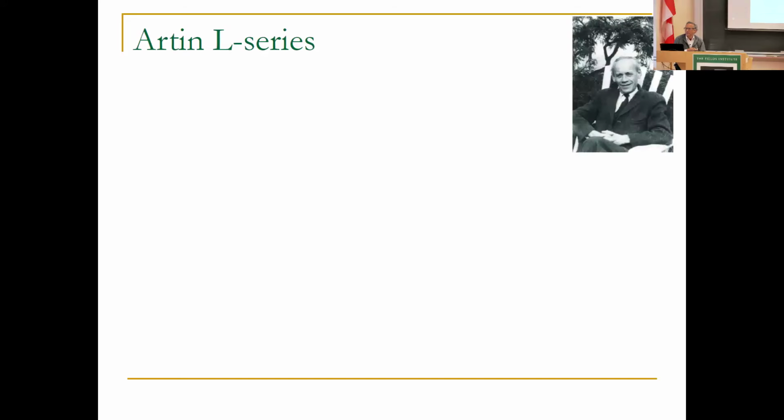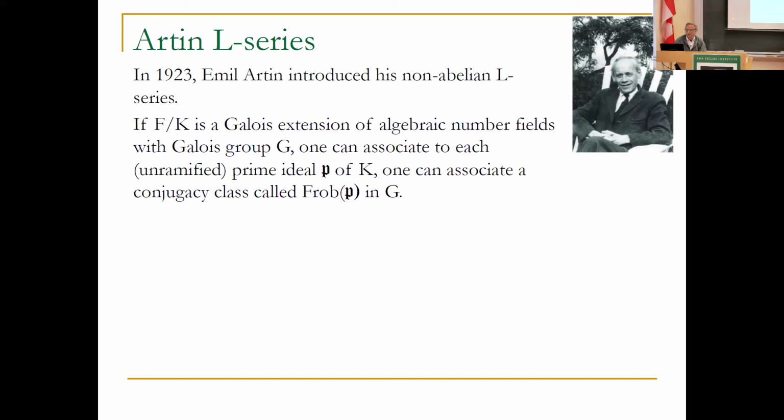Okay, so in 1923, Artin introduced his non-abelian L series. There were generalizations of the Dedekind zeta function, the Riemann zeta function, and the Dirichlet L functions. All these are special cases of a much more beautiful object. So if you have a Galois extension of algebraic number fields with Galois group G, one can associate to each prime ideal a canonical conjugacy class called the Frobenius class.